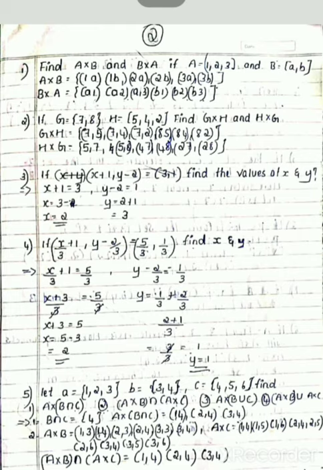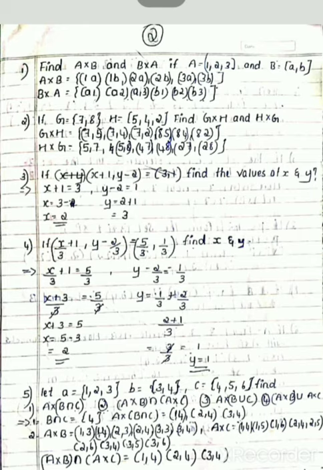x plus 1 comma y minus 2 is equal to 3 comma 1. Find the values of x and y. As I said, two ordered pairs are equal only when the corresponding elements are equal, meaning the first element equals the first element of the second pair, and the second element equals the second element of the second pair.